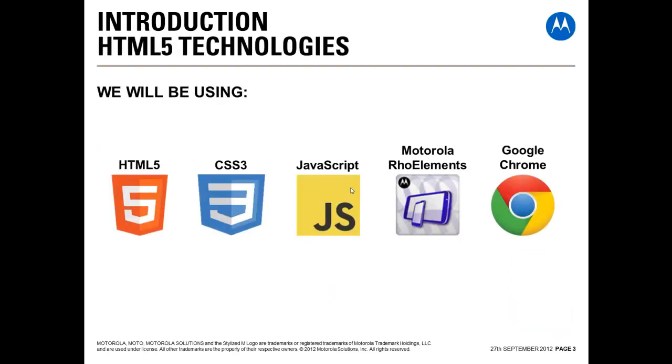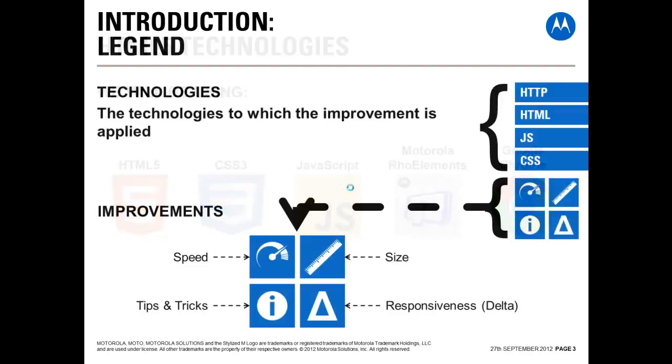So, these are the technologies I'll be focusing on today. Of course, HTML5, and then the 2 which always go with it, CSS3 and JavaScript. I'll also be touching on Motorola RhoElements, as that's what my focus is upon. And we'll be using Google Chrome and the developer tools in it. I'm using Google Chrome because it is a WebKit-based browser, just as RhoElements is.